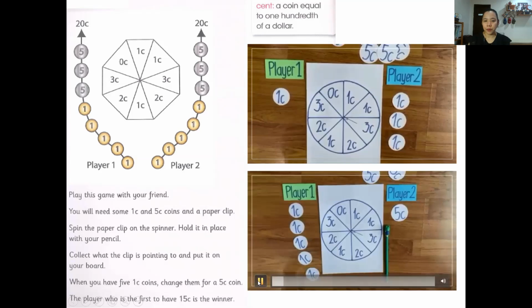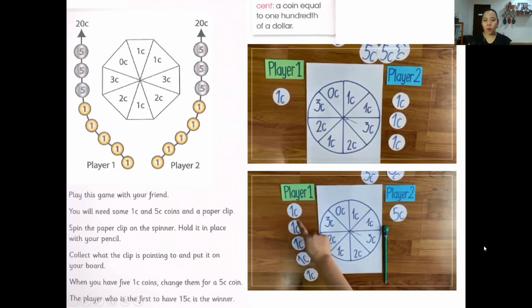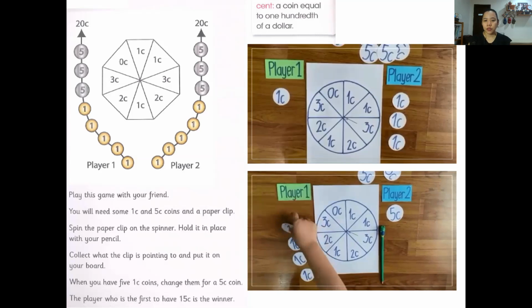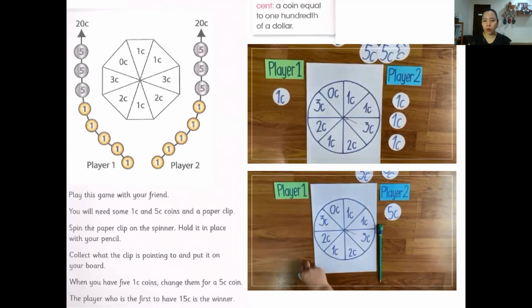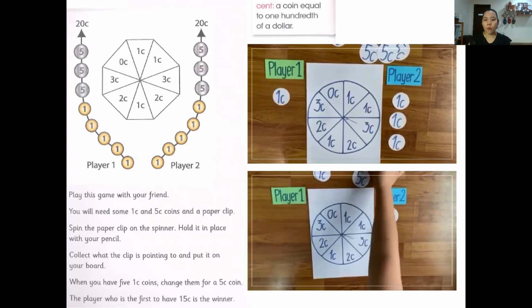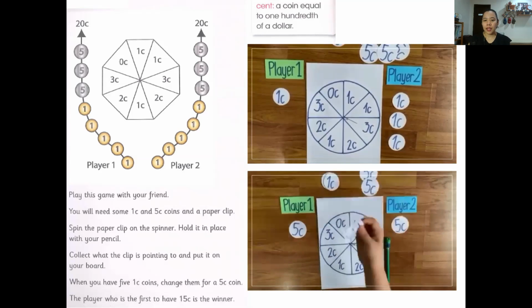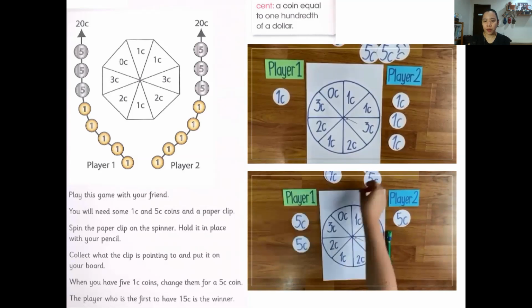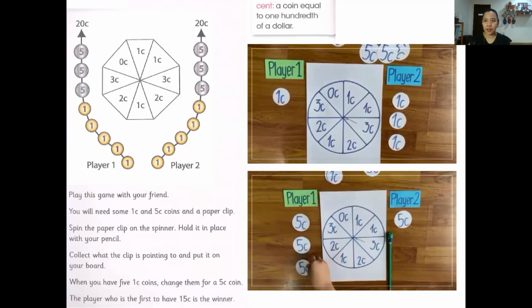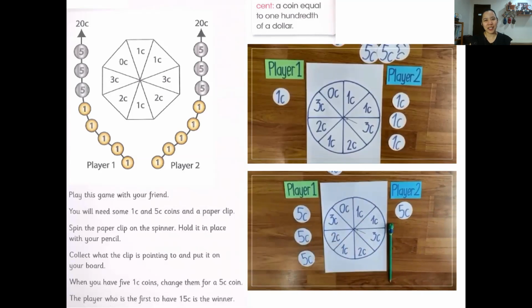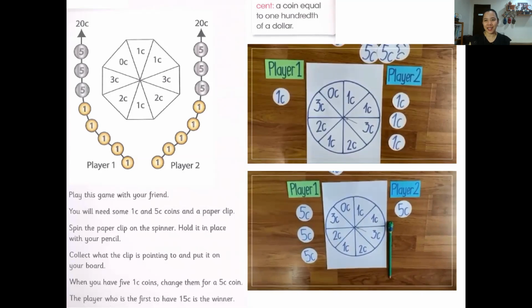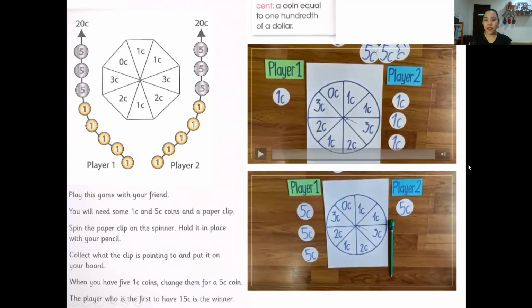until, for example, you have five 1 cents already. So you are going to change that for one 5 cent coin. And if you have already three 5 cents and it's equal to 15 cents, you are the winner. So that is how you're going to play Let's Investigate. You can try that one after this video with your family.